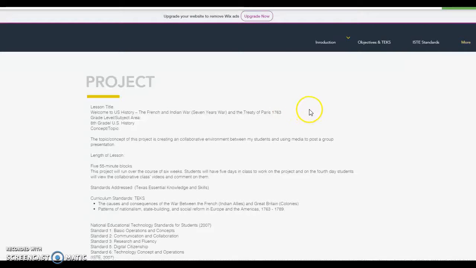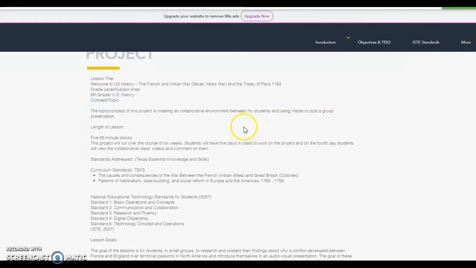Here's the lesson plan. The title, the grade level is 8th grade history, and the topic, of course, is for them to research the French and Indian War and the Treaty of Paris of 1763. I've set this up so there are 5 55-minute blocks. This project will run over a 6-week period, and students will have 5 days in class on the project.